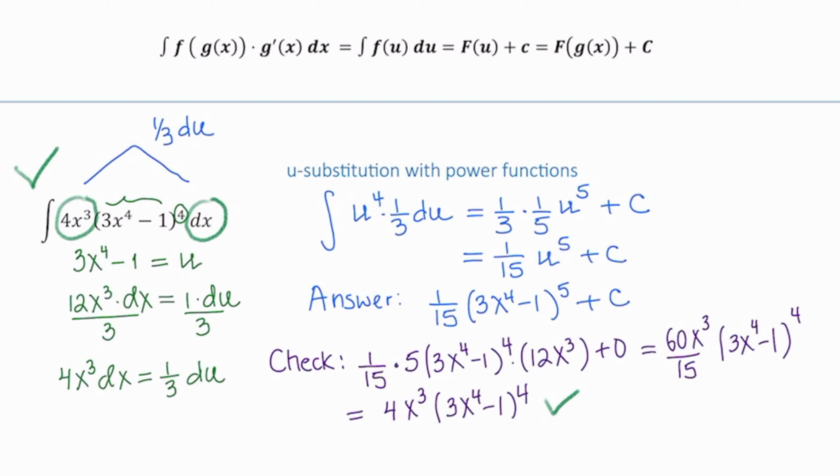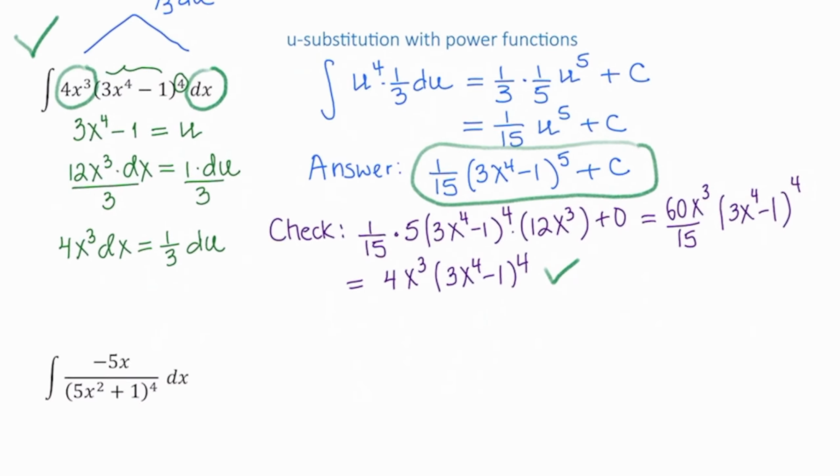So what is our answer for this particular problem? That would be this expression right here, 1 over 15 times 3x to the fourth minus 1 raised to the fifth power plus c. Okay? All right, so here we had a power function, and it was a positive integer. Does it need to be positive? No. So let's take a look at the next problem.